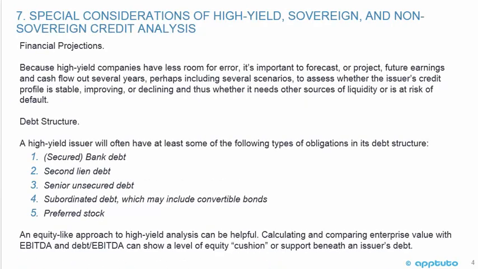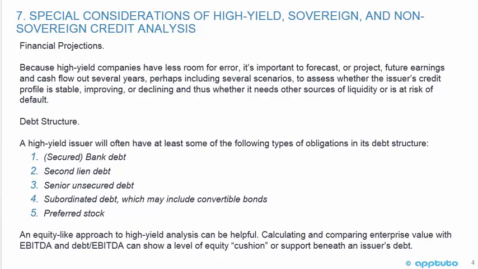Continuing with financial projections. Because high yield companies have less room for error, it is important to forecast or project future earnings and cash flow out several years, perhaps including several scenarios, to assess whether the issuer's credit profile is stable, improving, or declining, and thus whether it needs other sources of liquidity or is at risk of default.